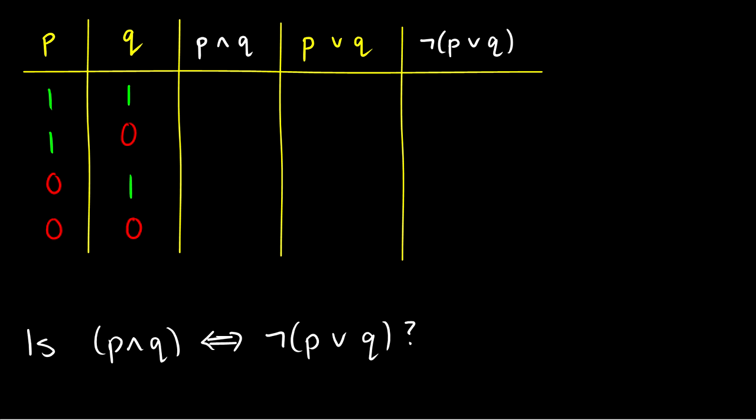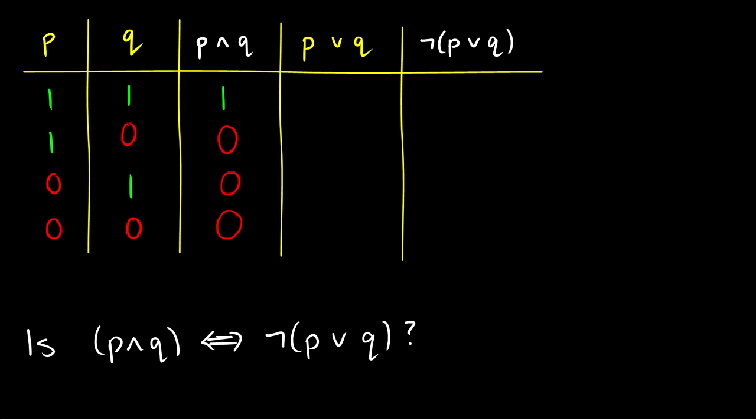So first, P and Q. When is P and Q true? Well, P and Q is true only when P is true and Q is true. So it's going to be true in the first row, and it's going to be false in all of the rest. So the truth conditions for P and Q, we could say, is 1, 0, 0, 0. Now, for P and Q to be logically equivalent to not P or Q, then this would also have to be 1, 0, 0, 0. So let's see if that's the case.